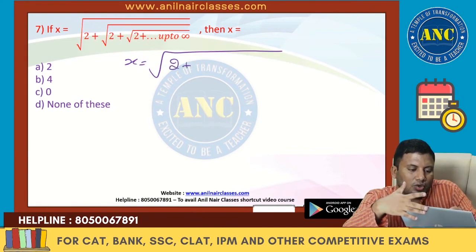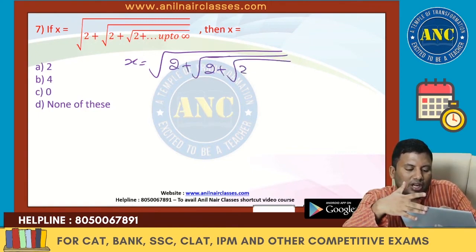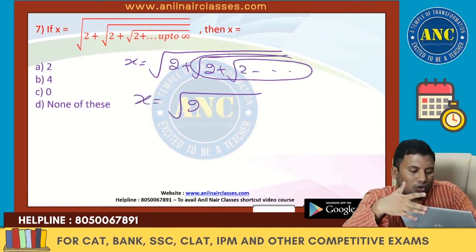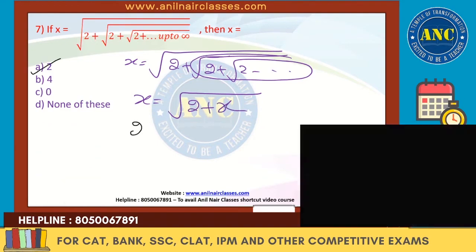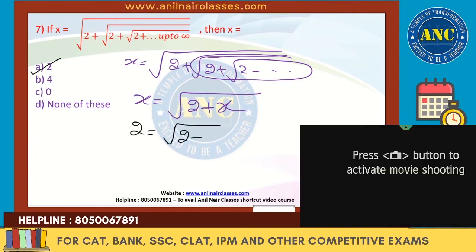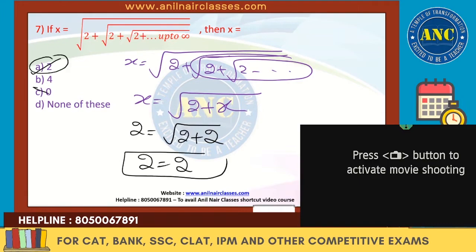X equivalent to root of 2 plus root of 2 plus root of 2 and something. This is nothing but x. So x equivalent to root of 2 plus x. Check for which value the left hand side is equivalent to the right hand side. First option, x equivalent to 2: root of 2 plus 2, 2 equivalent to 2, satisfied. Satisfied.